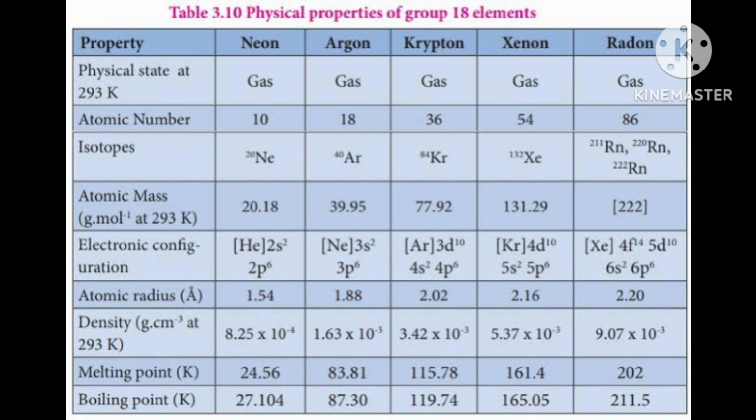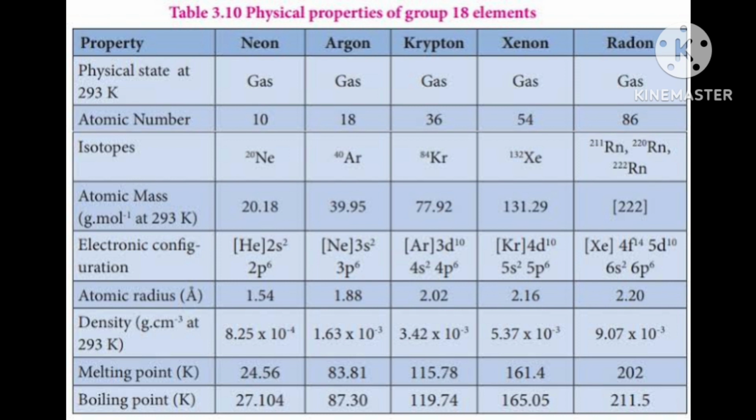Electron gain enthalpy. Since noble gases have a stable electronic configuration, they have no tendency to accept the electron, and therefore have large positive value of electron gain enthalpy, because forcibly you will accommodate, hence energy is required. Hence, they have large positive value of electron gain enthalpy.